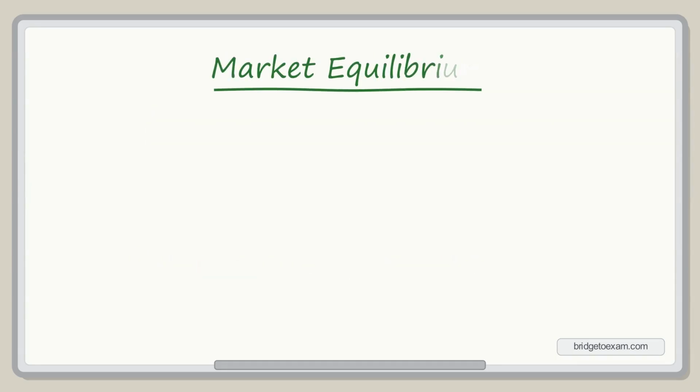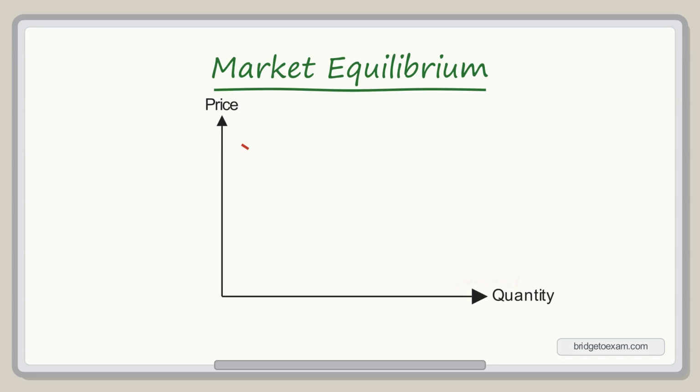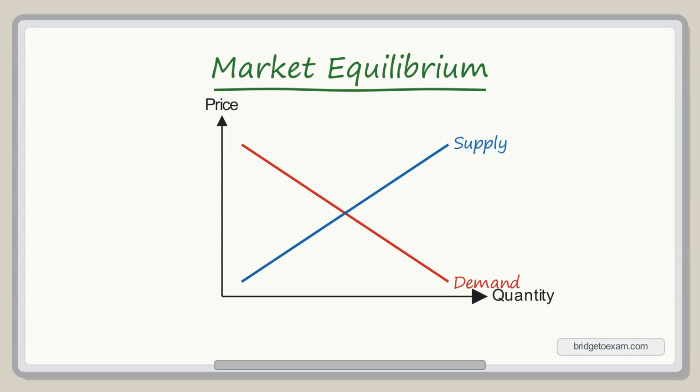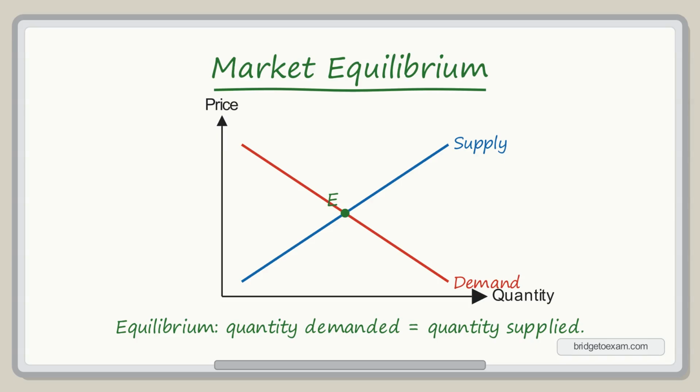Here's the magic. Let's draw both curves on one graph. Price on the vertical axis, quantity on the horizontal. The demand curve slopes down. The supply curve slopes up. Where the two curves cross is the equilibrium. The one price where the quantity buyers want exactly equals the quantity sellers offer. The market clears. No surplus, no shortage.